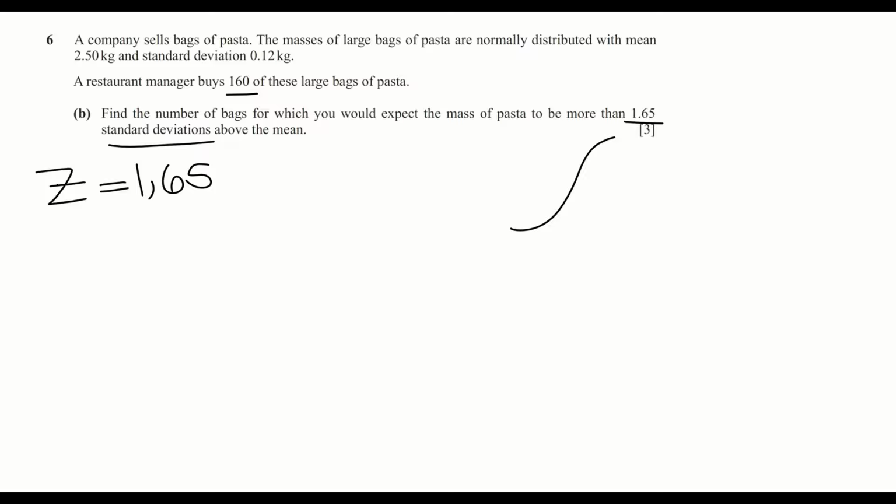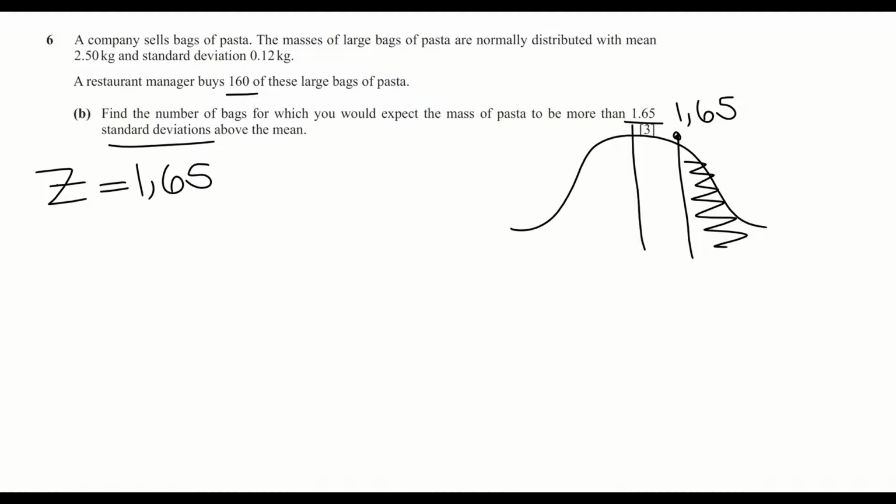So I'm going to draw a quick bell curve. There's my mean, and we want 1,65 standard deviations, which will sit, let's say, somewhere over here, 1,65. We are looking for values greater. So we're looking for this section over here. Let's start by finding the probability that z is 1,65.